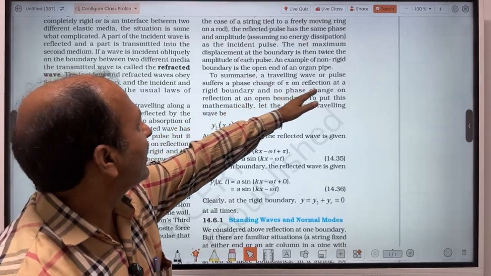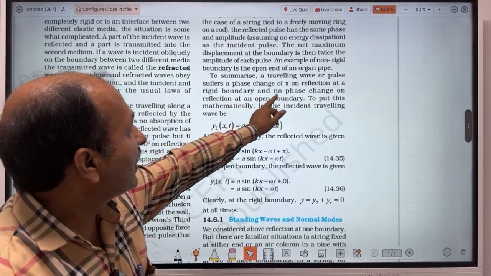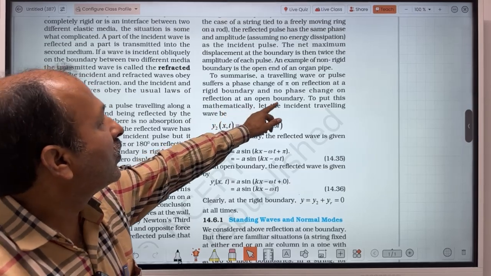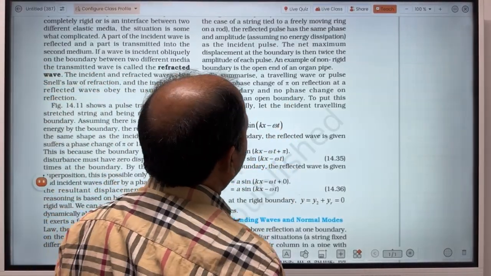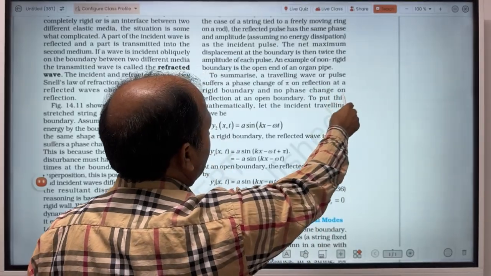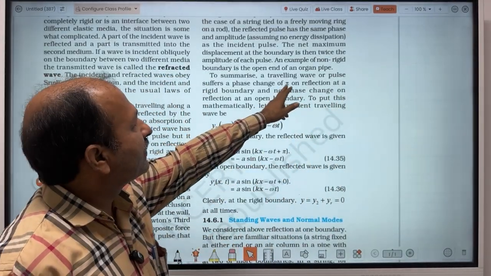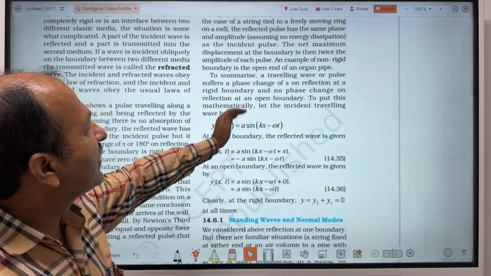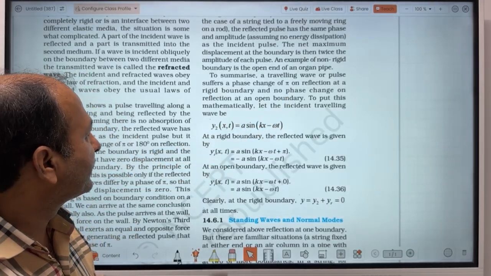Here, to summarize, a traveling wave or a pulse suffers a phase change of pi on reflection at a rigid boundary and no phase change on reflection at an open boundary. This point you have to remember. If the boundary is rigid, in that case there will be a phase difference of pi after reflection. But if the boundary is not rigid, in that case no change in phase will occur.